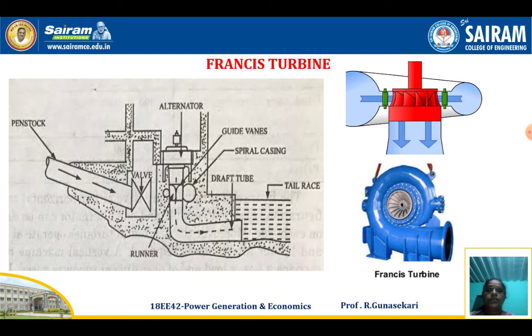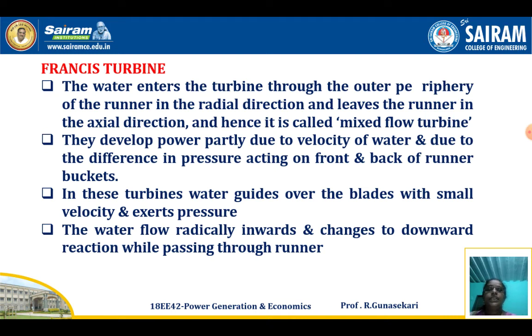Francis turbine consists of spiral casing, guide vanes, draft tube only and then runner. So the water enters the turbine through the outer periphery of the runner in the radial direction and leaves the runner in the axial direction, and hence it is called the mixed flow turbine. They develop power partially due to velocity of water and due to the difference in pressure acting on front and back of runner buckets. In these turbines, water glides over the blades with small velocity and exerts pressure.